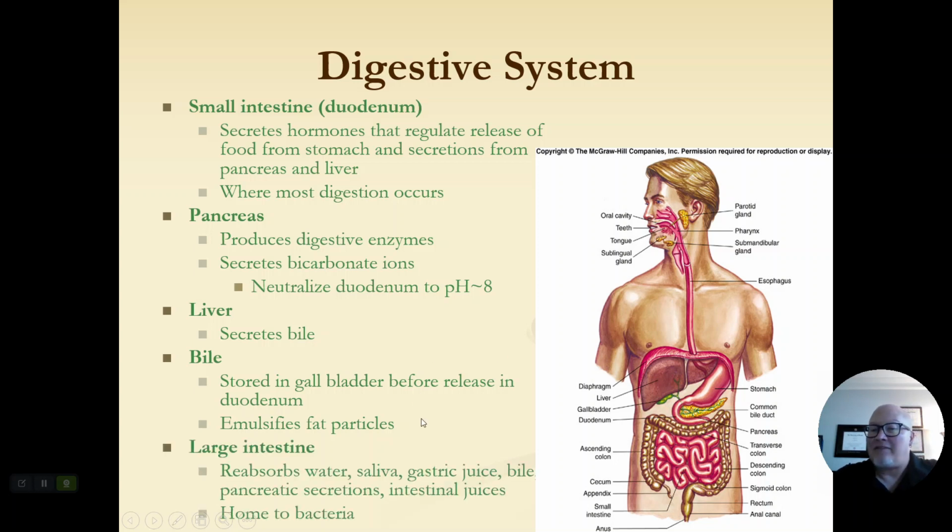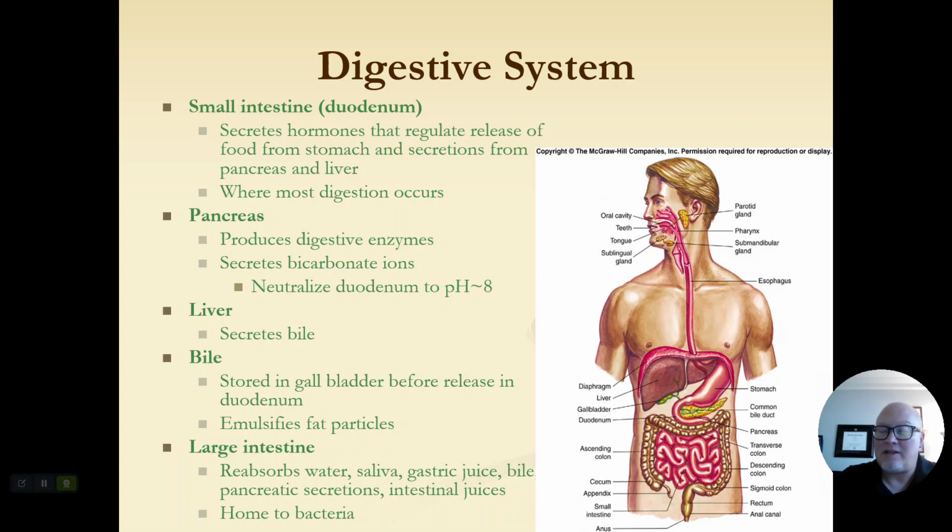Moving along, after substances are absorbed as much as they can possibly be absorbed in the small intestines, what's left then moves into the large intestines here. Then we have the ascending colon, the transverse colon, and the descending colon, which leads, of course, to the rectum and then finally the anus. The large intestines is the shorter of the two intestines.